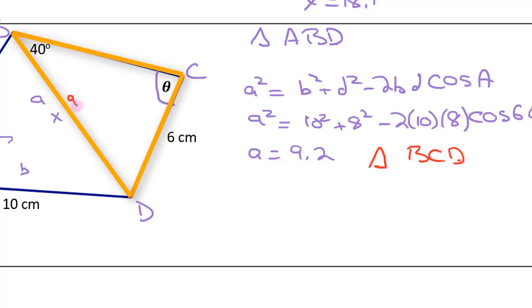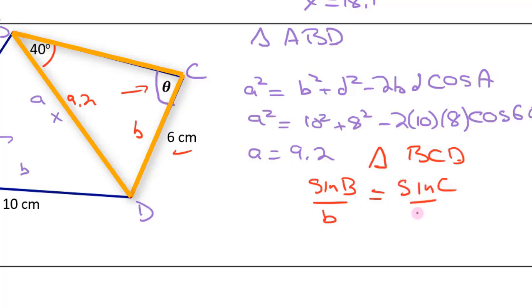And because I know that this side is 9.2 and I'm looking for the angle that's opposite 9.2, I'm also given angle B as 40 degrees, and I do know side B, so I can use my sine law this way. I'm calculating an angle, so I want to go sine of B over B is going to equal sine of C over C. Substituting in what I know, I have sine of 40 degrees over 6 is going to equal sine of C, which is theta, over 9.2.